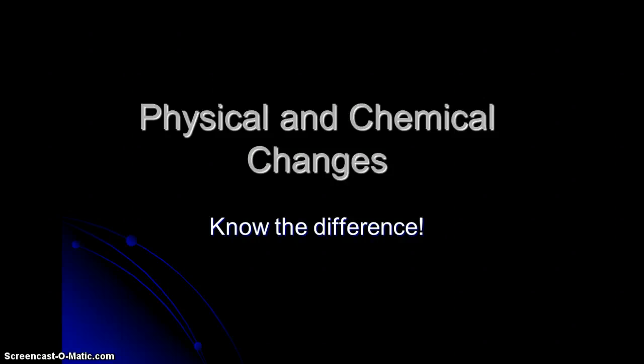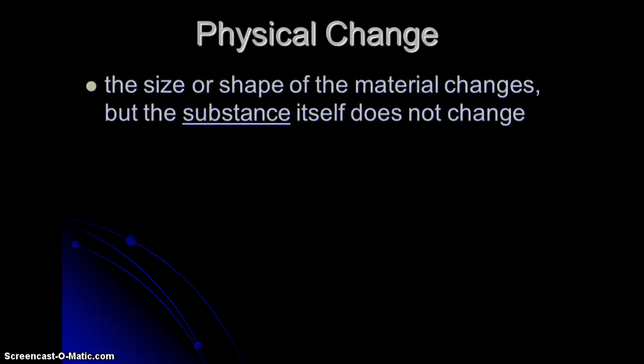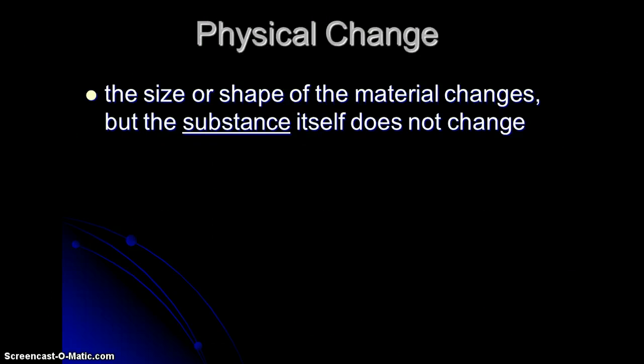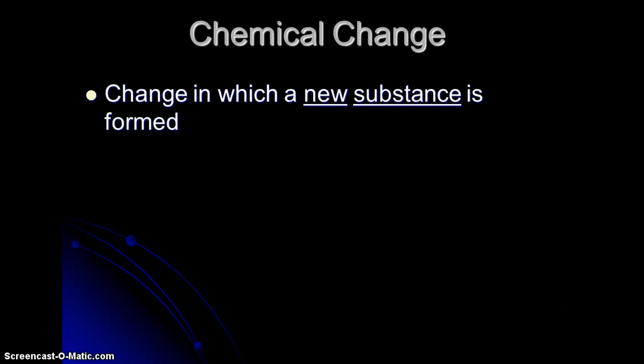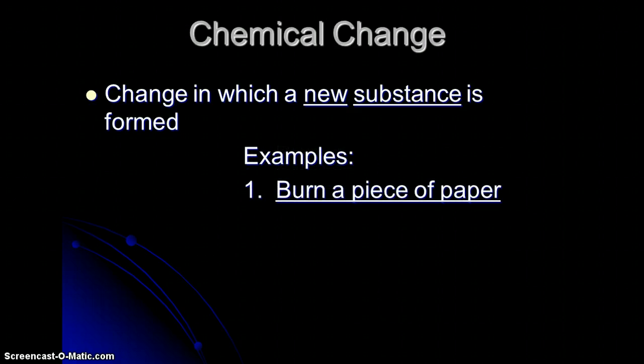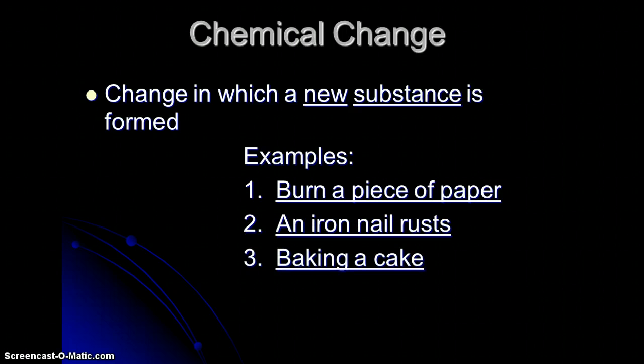And then we did a little review about physical and chemical changes, that a physical change changes the shape or the size of the material, but the substance itself does not change. And examples were breaking a wooden stick, tearing a piece of paper, or stretching a rubber band. Chemical change is when a new substance is formed. For example, burning a piece of paper, an iron nail rusts, baking a cake. And we talked about how after you mix all the ingredients for a cake and put it in the oven, you can't then just separate the eggs out after the cake has baked because a chemical reaction took place.